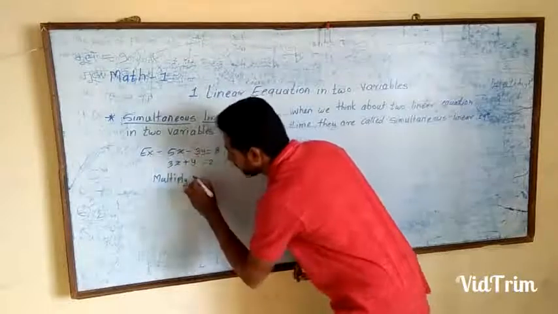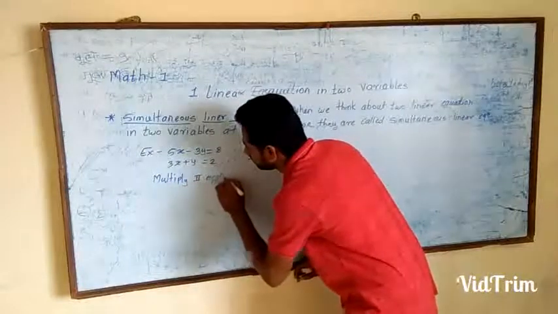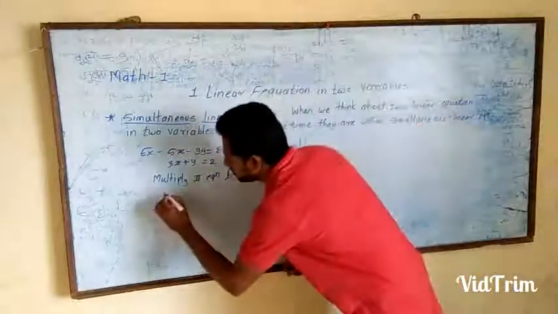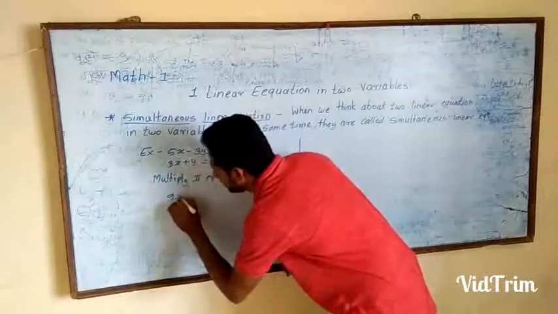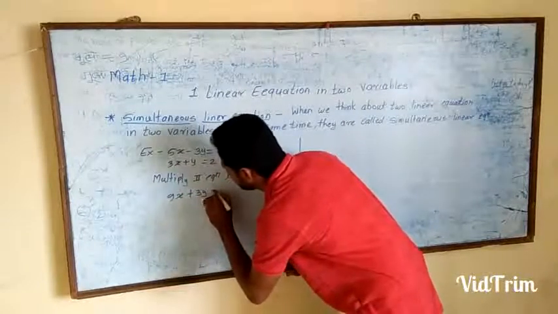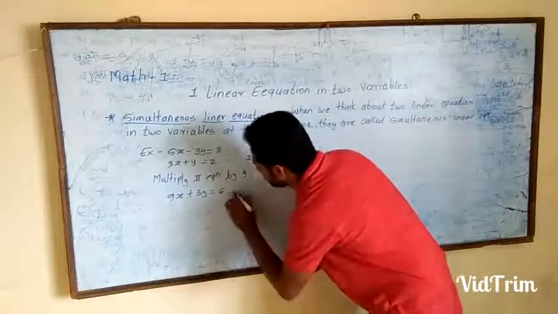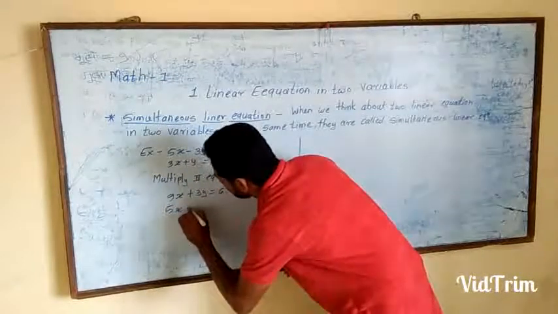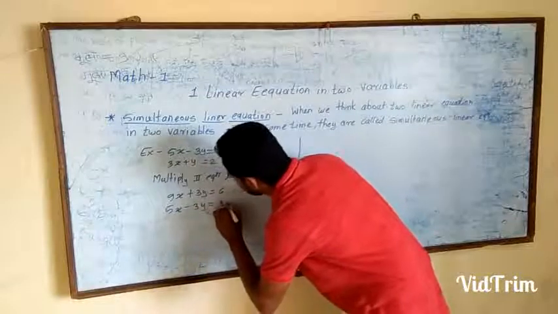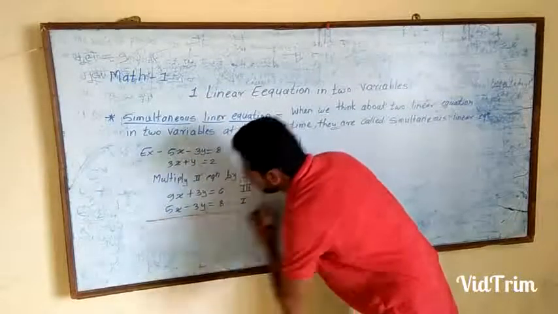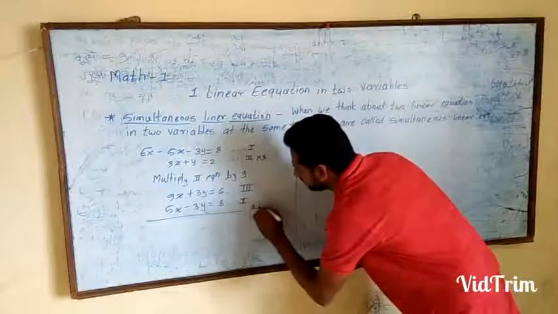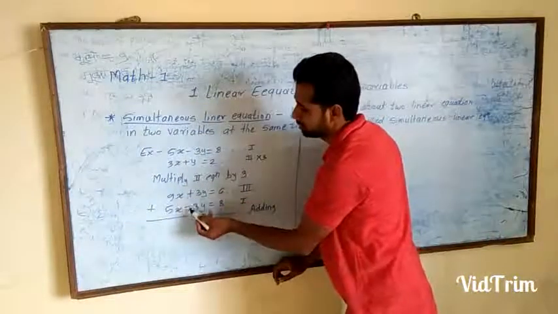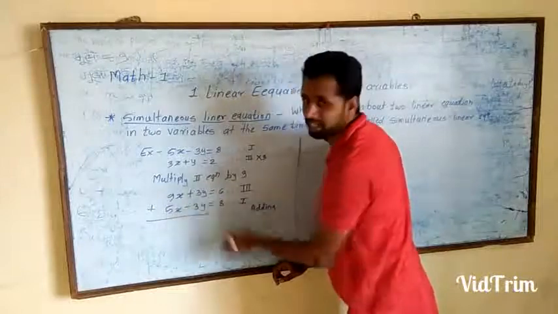Multiply the second equation by 3. When we multiply, it converts like this: 3 into 3, 9x plus 3y is equal to 6. So this is the third equation. And the first equation is 5x minus 3y is equal to 8. So adding right here, minus 3y and plus 3y, opposite sign and same pair.